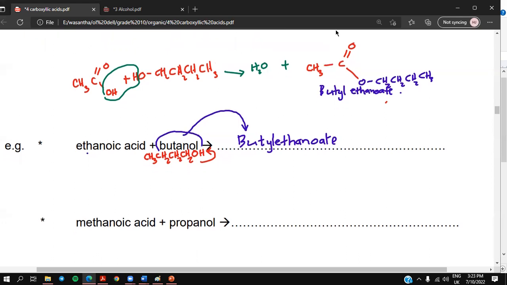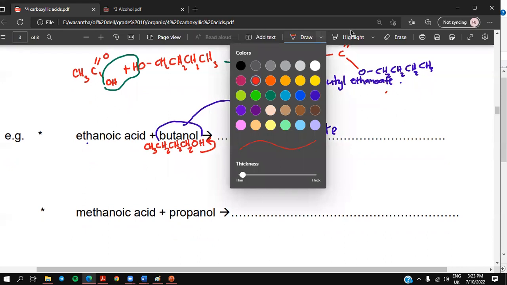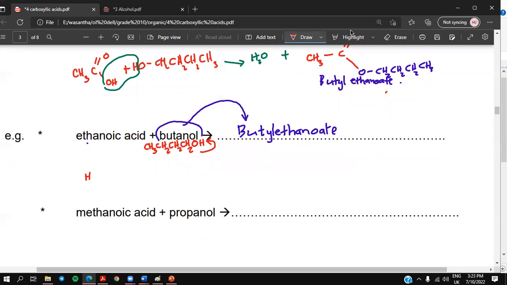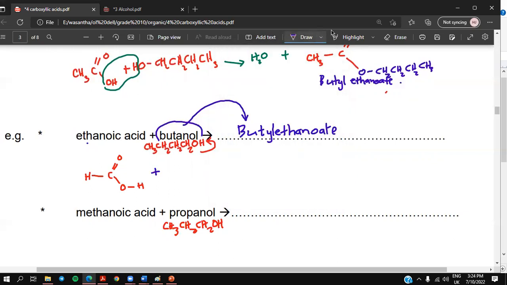Likewise, we'll go to the next one. Methanoic acid and propanol. I will draw the carboxylic acid first. Methanoic acid has only one carbon, so it is HCOOH. This methanoic acid reacts with propanol. I'll write the propanol structure here: CH3, CH2, CH2OH. But to understand how this reaction occurs, I will take the propanol the other way around. First you write OH, but it is written as HO-CH2, CH2, CH3.